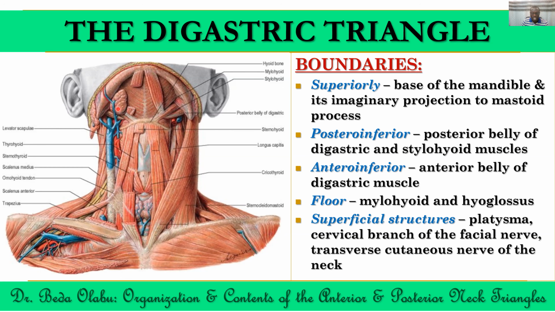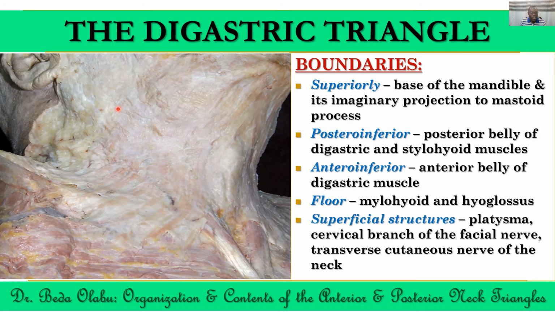Superficially, the triangle will be covered with superficial fascia, as we expect. And in that superficial fascia, we expect a number of things, including platysma, which you can see in this particular view. These are the fibers of the platysma muscle, which is subcutaneous. In that superficial fascia, we also expect to have the cervical branch of the facial nerve that supplies the platysma muscle. We also expect to have the transverse cutaneous nerve of the neck that grows to supply the skin over this region.